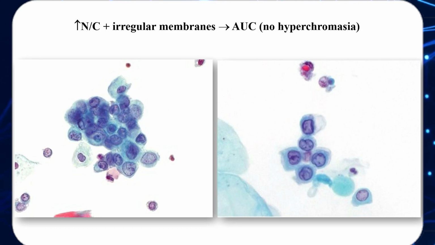And this is for comparison purposes from the suspicious categorization. You can look at the atypical, truly atypical cells. These would be called out with irregular nuclear membranes and a higher NC ratio, but no hyperchromasia was noted in this example here.